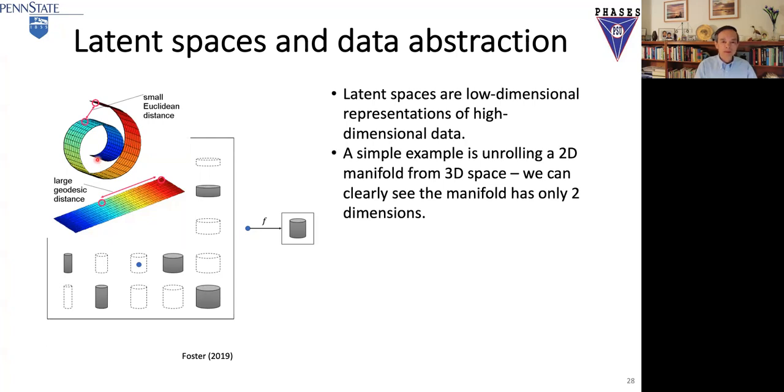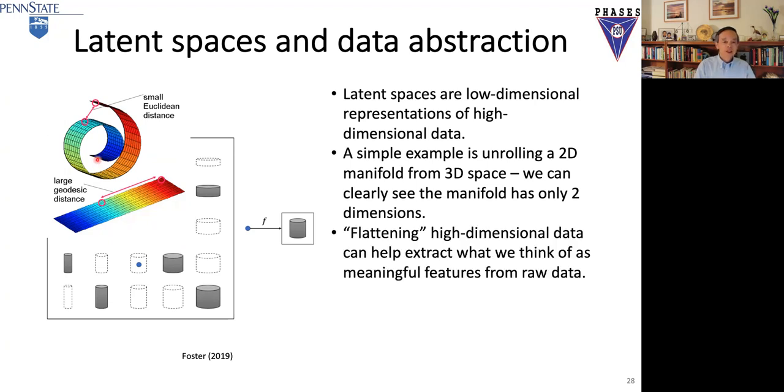I just showed here a 2D manifold in 3D space. You can see this three-dimensional space actually only has 2 dimensions, even though it looks like 3. The idea is that you flatten high-dimensional data to extract the meaningful features from raw data. That process is the machine learning process.